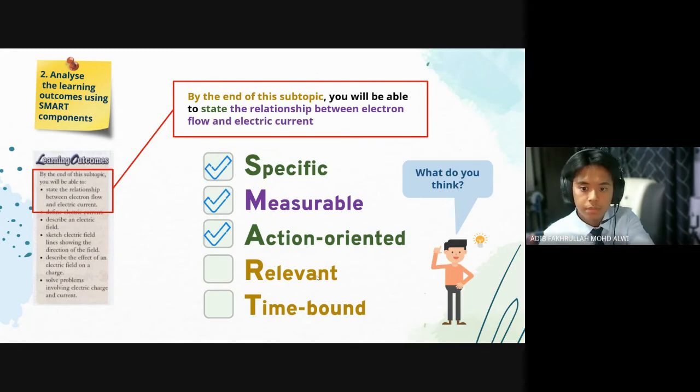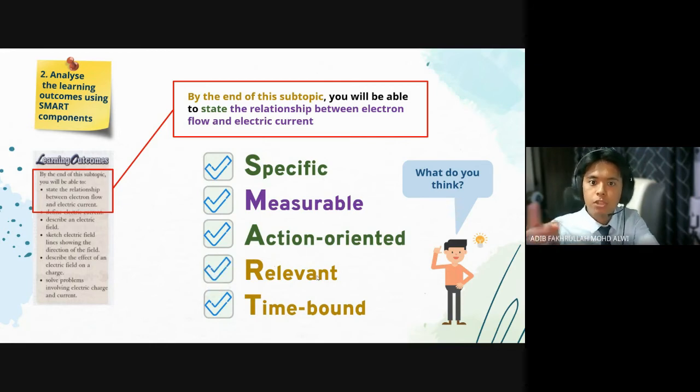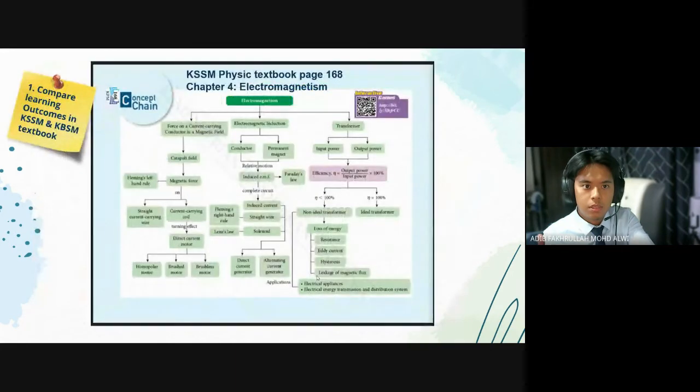Is it relevant? Let's check the time bound. It has a time bound, which is by the end of the subtopic. So it is relevant for you to be able to state the relationship between electron flow and electric current by the end of this subtopic. All right. So these are good learning outcomes. So we don't need to propose a new learning outcome.